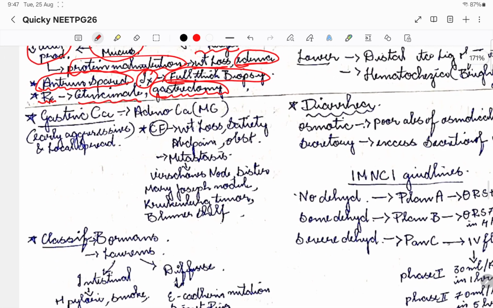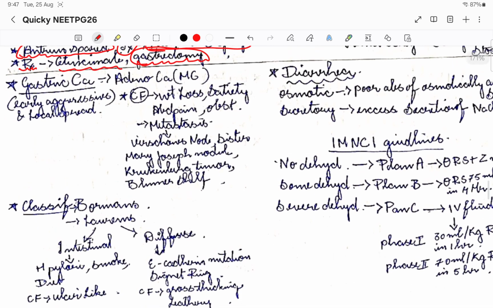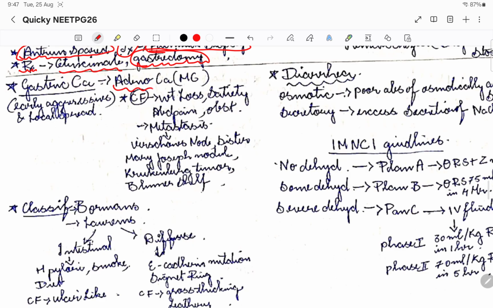Now coming to the next topic, that is gastric carcinoma. Adenocarcinoma is the most common type of carcinoma. It is early, aggressive, and local spread will be there. Gastric carcinoma, you know that, right? It is very fatal. It will be early, and aggressiveness will be there.